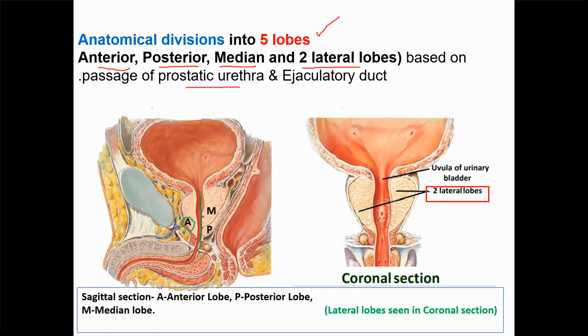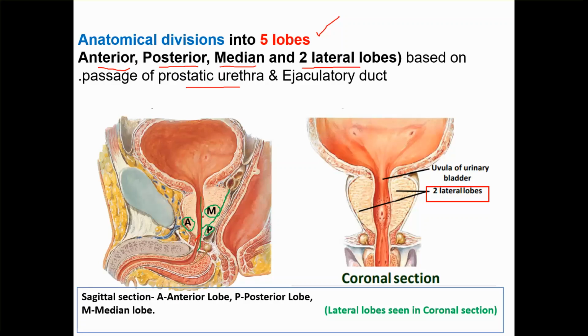Which is called the ejaculatory duct, right? This is the ejaculatory duct. Now, if you see a lobe between the prostatic urethra and the ejaculatory duct, it is called the median lobe. Now, behind the ejaculatory duct is called the posterior lobe. So there are 3 lobes which you can see in this view.